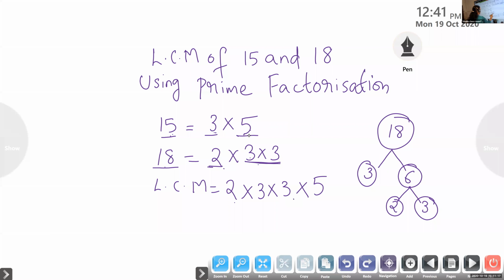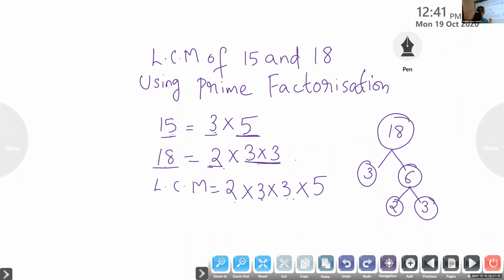And here there is no 5, but here it is repeated 1 time. So 5. Okay, now 2 into 3 is what? 6. 6 into 3? 90. 18 into 5 is 90. Okay, very good. Correct answer.